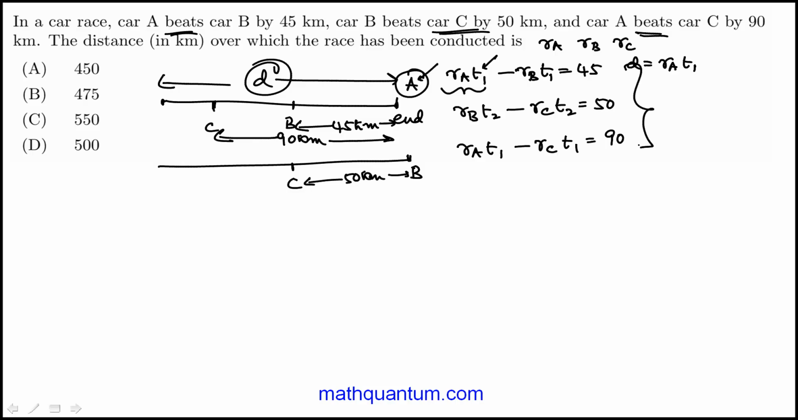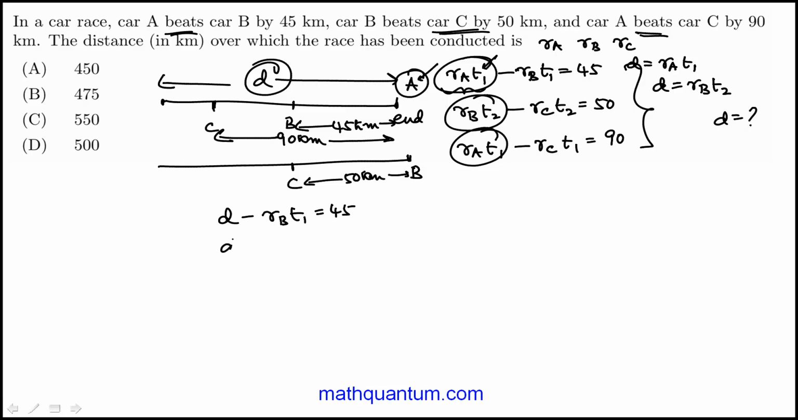So you can see too many variables here can be confusing. We also have D is RBT2. So my goal is now to get to D, get rid of these variables. So the first thing I'm going to do is to replace these with D. This is D. So let's see if that helps. D minus RBT1 is 45. D minus RCT2 is 50.